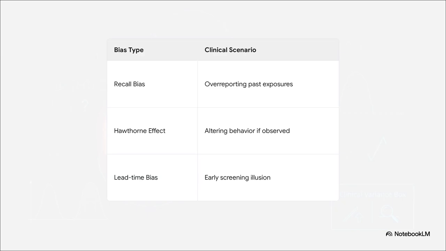Lead time bias is essentially an artifact of early detection. It artificially inflates survival time on paper, but it doesn't actually alter the terminal prognosis. Then you have recall bias, which classically plagues retrospective case control studies. That's where patients with a disease systematically overreport past exposures compared to healthy controls. And the Hawthorne effect? That's when patients alter their baseline behavior simply because they know they're being observed in a trial. Keep these in your back pocket.